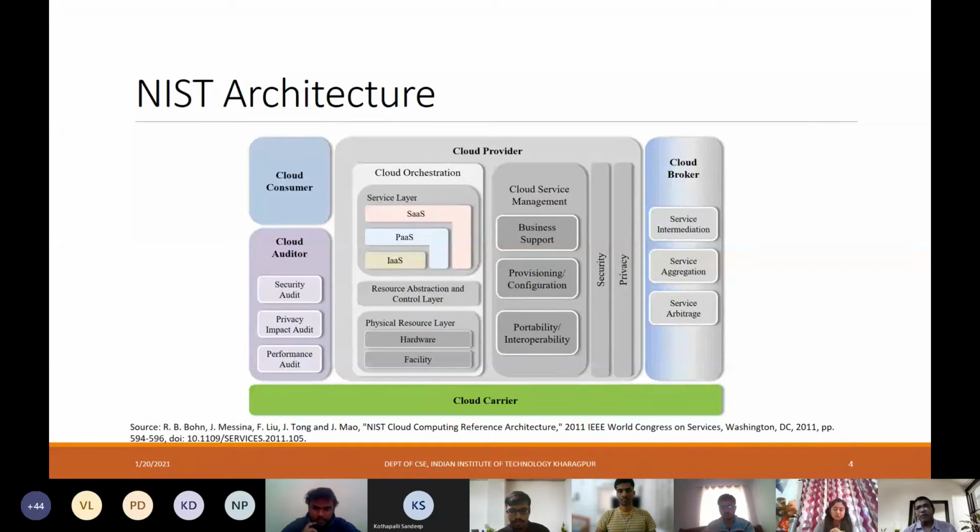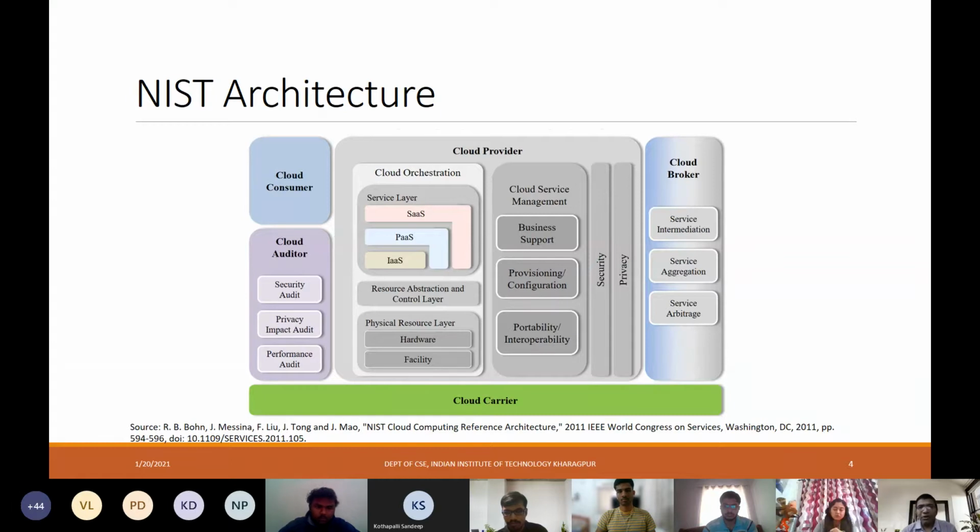So let us try to understand what this business support is all about. Business support basically talks about the business rules, the different types of service level agreements, the business rules which will have to be embedded in order to offer these different types of services by the cloud provider. Right. So these business rules, business SLAs, etc. These are basically part of this business support.